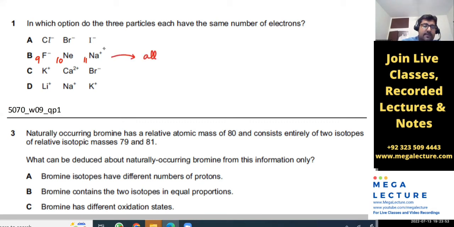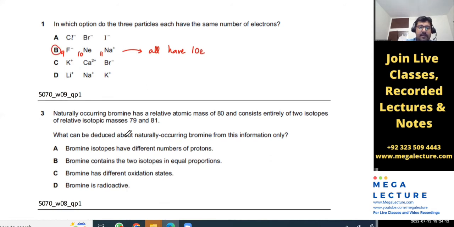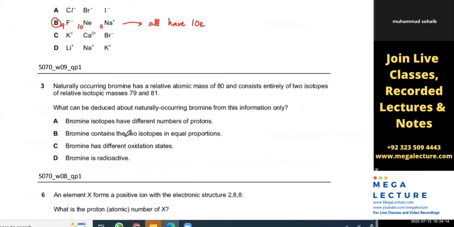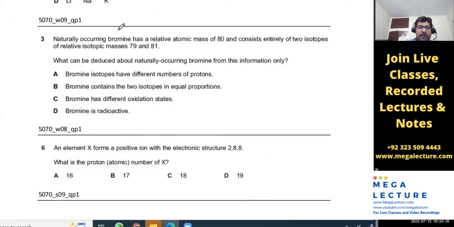So in this case, all of them have 10 electrons each. So all of them have 10 electrons and it's going to be B. Is that clear? Yes.